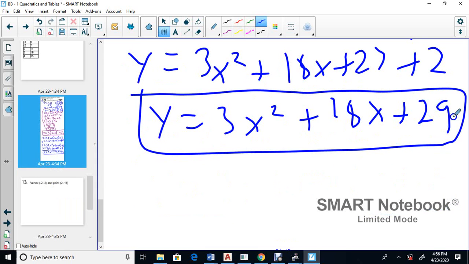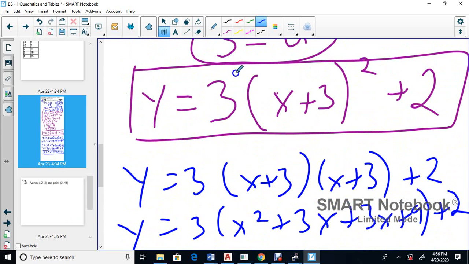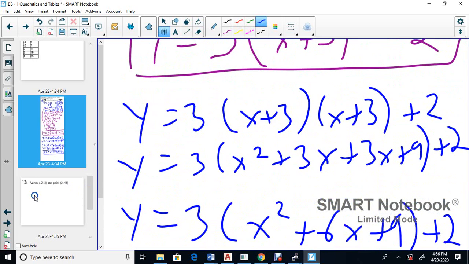Okay, just notice that the y-intercept is 29. The last number is 29. So the y-intercept here is 29, it does match. And this is standard form, okay? And up here what I boxed was the vertex form. Okay, let's go to the next one here.